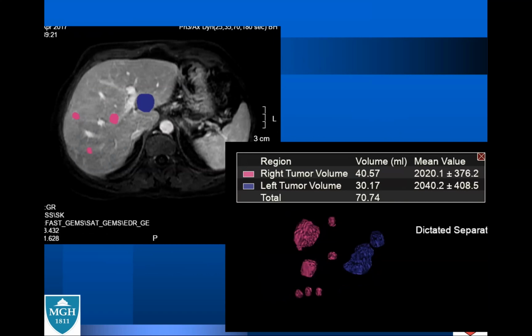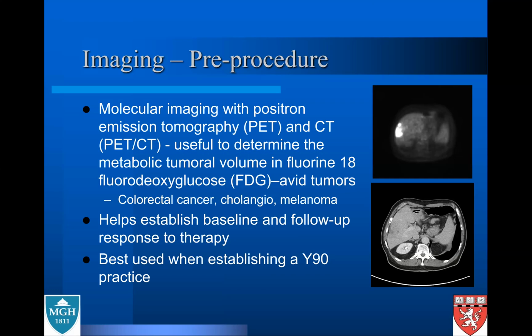And a lot of times it's triple phase CT or MRI. We are treating some colorectal cancer patients, and those patients' tumors aren't necessarily vascular. So in those patients, a PET CT may actually be more important. Maybe in colorectal cancer, cholangiocarcinoma, melanoma, PET CT may give you a better assessment of what the tumor volume is. Especially because a lot of these patients are on chemotherapy and then they come to you, and dead tumor and active tumor can look the same. So very important, and maybe even more important when you're establishing your Y-90 practice, so that you can show your referring clinicians that you've treated the tumor, there's activity, and then that activity goes away.